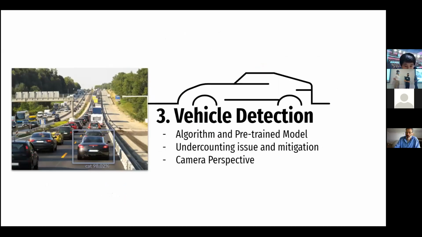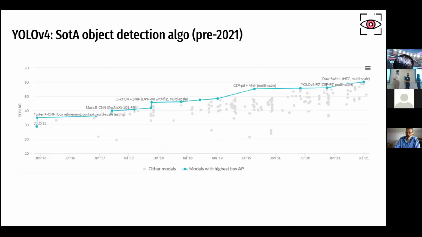So let's dive deeper into our pipeline, and let's start with the vehicle detection. The first thing I want to talk about is our choice of algorithm. There are plenty of good object detection algorithms out there, and we ended up choosing YOLO version 4. YOLO stands for not "you only live once," but "you only look once." It is the state-of-the-art object detection algorithm when we were doing the project.